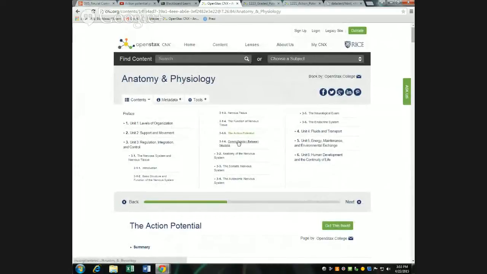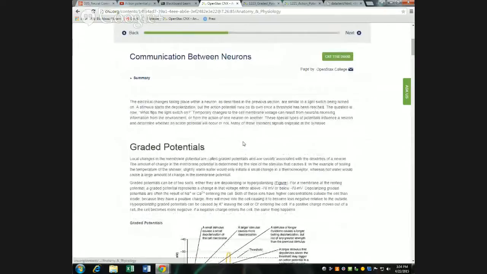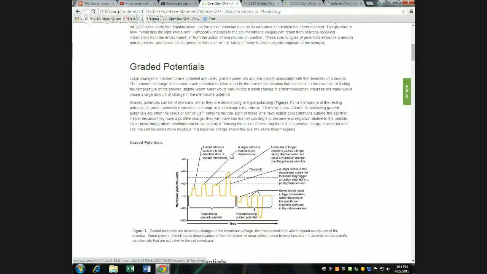The next section, which is the last part of this chapter, is labeled communication between neurons. And what this is about is really about how the signal that's traveling along the action potential gets passed to the next cell and then causes that next cell to generate an action potential. So it starts here talking about graded potentials, which I actually already talked about, because that's what gets the action potential started.